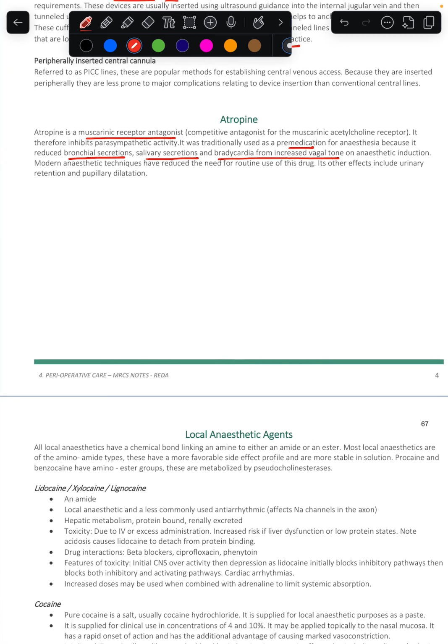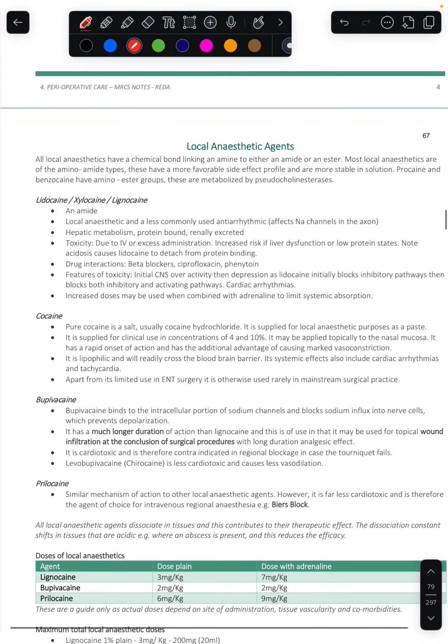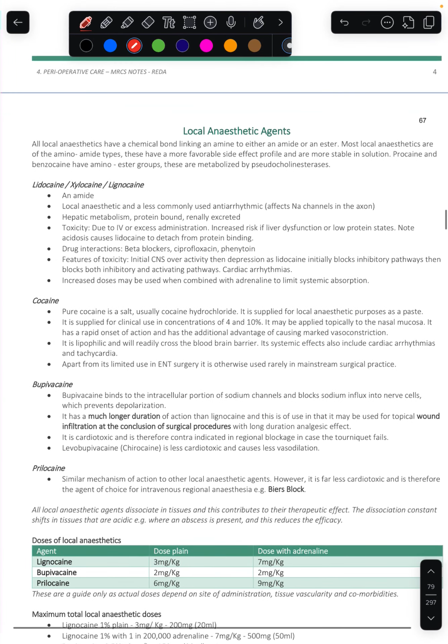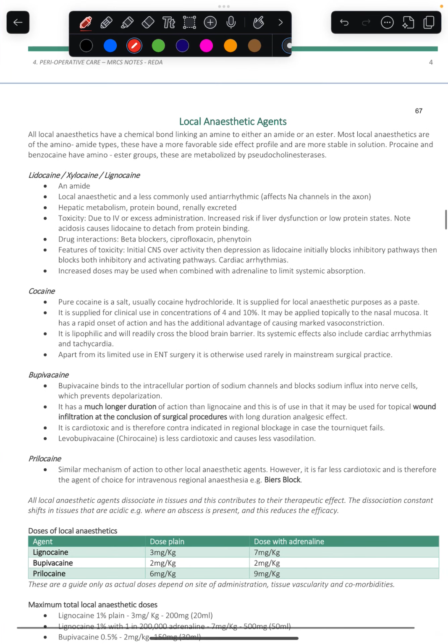Modern techniques have reduced the need for routine use of the drug. Its other effects include urinary retention and constipation. Local anesthetic agents include lignocaine and xylocaine. Lignocaine is also commonly used as an antiarrhythmic drug.